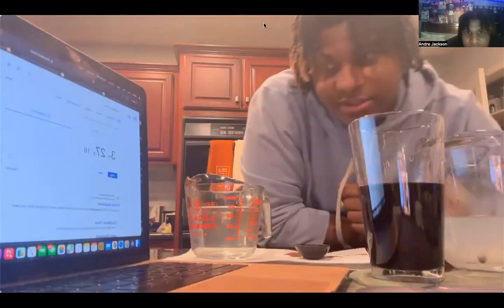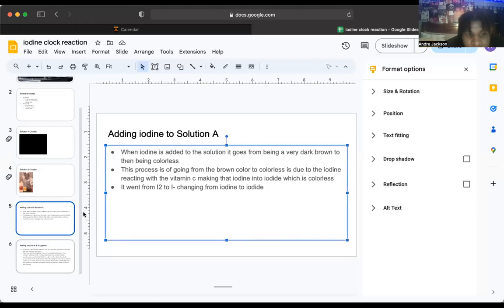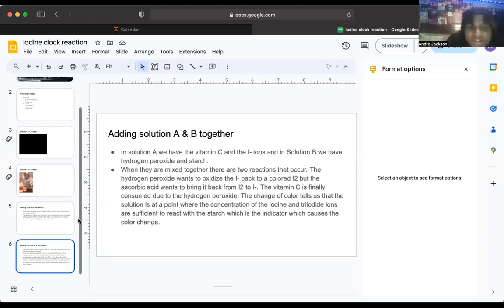Okay, so now I will go ahead into the explanation for what we just saw in that video. Adding solutions A and B together: in solution A, we have the vitamin C and the I- ions. In solution B, we have hydrogen peroxide and starch. When they are mixed together, two reactions occur. The hydrogen peroxide wants to oxidize the I- back to the colored I2, but the ascorbic acid wants to bring it back from I2 to I-. The vitamin C is finally consumed due to the hydrogen peroxide.